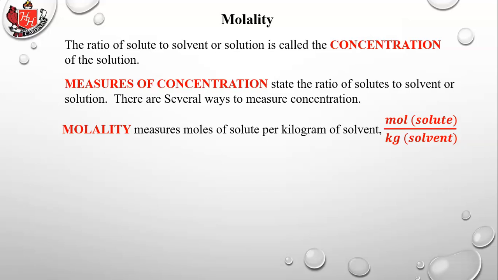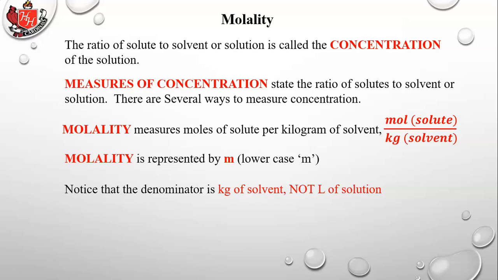So it's easy to confuse this with molarity. They're only different by 1 letter in their name. They both have moles of solute on the top, but molarity has liters of solution, whereas molality has kilograms of solvent. In other words, if it's mixed in water, the kilograms of water, that would be H2O. Molality is represented by small m, lowercase m. Notice that the denominator is kilograms of solvent, not liters of solution, the way it is with molarity.